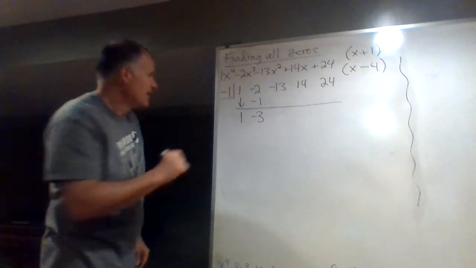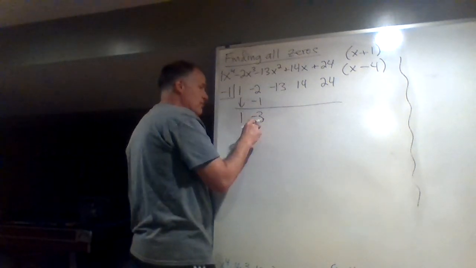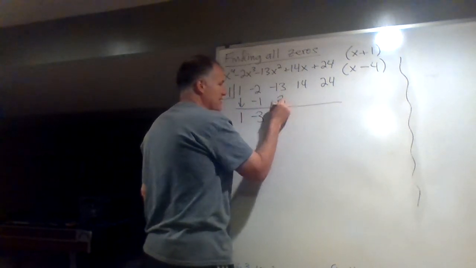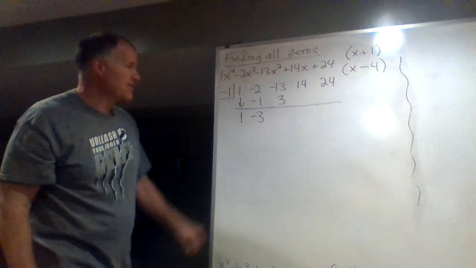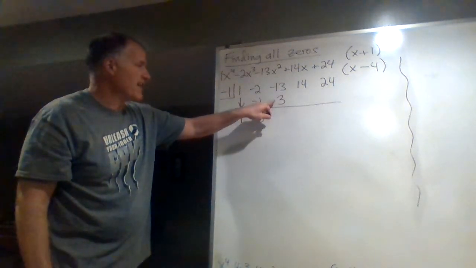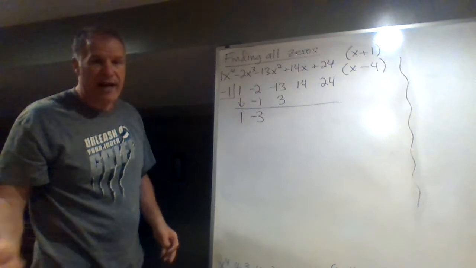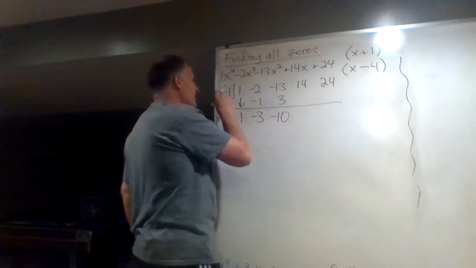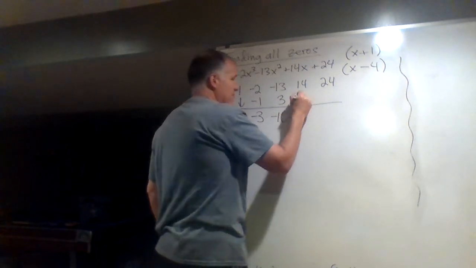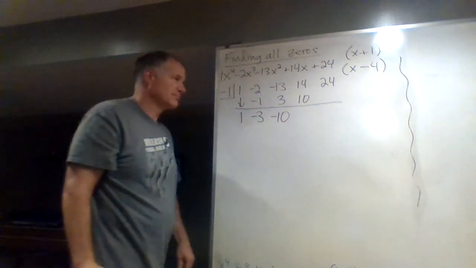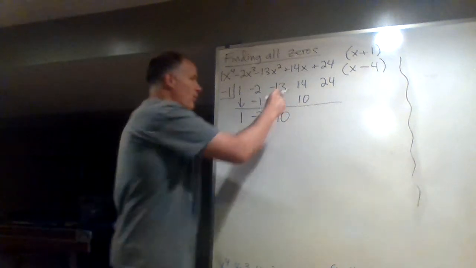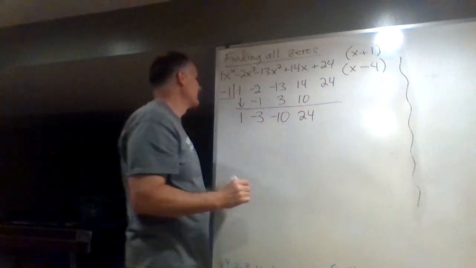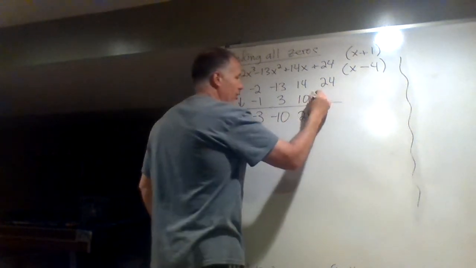Okay? And then again, box times my new bottom. So negative 1 times a negative 3, positive 3, right? Negative times a negative, positive. Negative 13, a positive 3. Remember, we're going to subtract from each other. Negative 10. Negative 1 times negative 10, positive 10. Okay, 14 plus 10, 24. Negative 1 times 24.